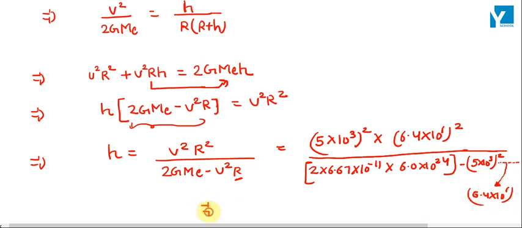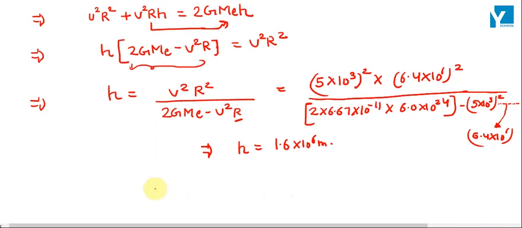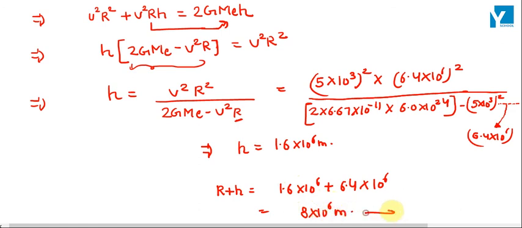So solving this bulky term, h comes out to be 1.6 into 10 raised to 6 meter. So the total distance of the rocket at this point from the center of Earth will be R plus h, which is equal to 1.6 into 10 raised to 6 plus 6.4 into 10 raised to 6, which comes out to be 8 into 10 raised to 6 meter. This is the distance from the center of Earth, and this is the required answer.